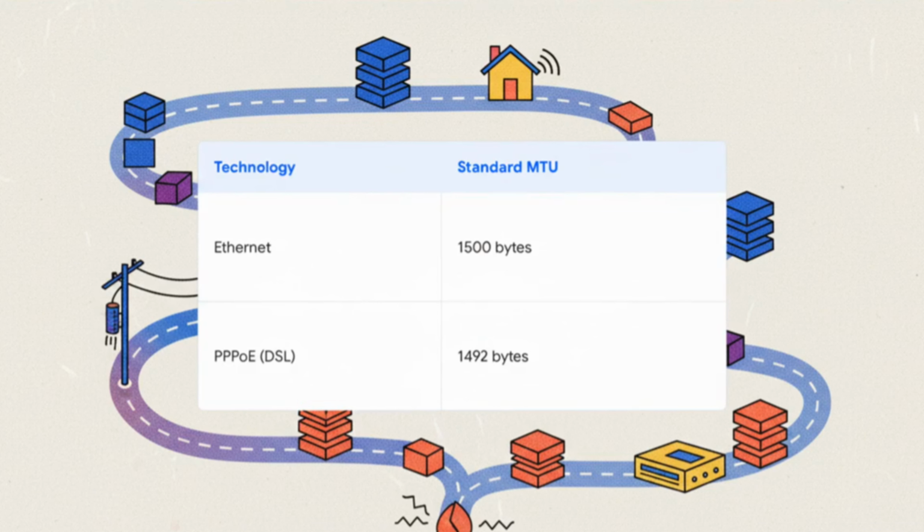It is the absolute maximum size for a chunk of data on any given part of the network. Now here's where the plot thickens. That MTU, that height limit, it isn't the same everywhere. The size of the tunnel changes depending on the road you're on. For a standard Ethernet network, what most of us have at home, the MTU is 1,500 bytes. But for older DSL connections that use something called PPPoE, the limit is a little smaller, 1,492 bytes. And that tiny 8-byte difference, well, it's the root cause of so many of these headaches.